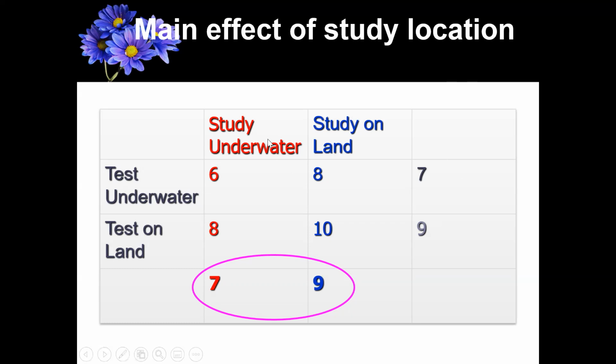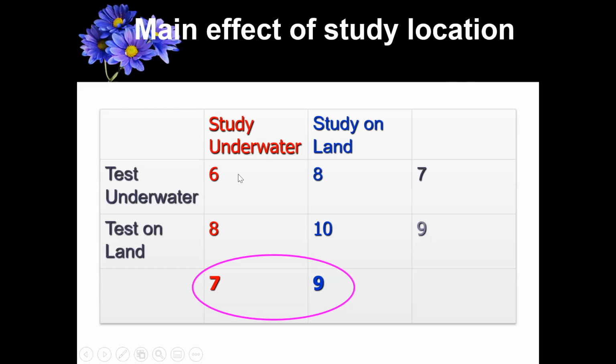So we're looking at the main effect of study location. Again, we're just comparing studying underwater versus studying on land. What we're going to do is basically ignore this other variable, testing underwater versus testing on land. So if we take our means here of the various conditions, we can parse out the main effects from possible interactions.